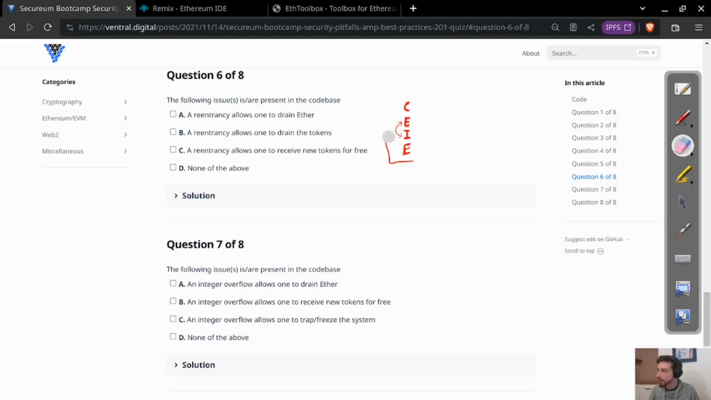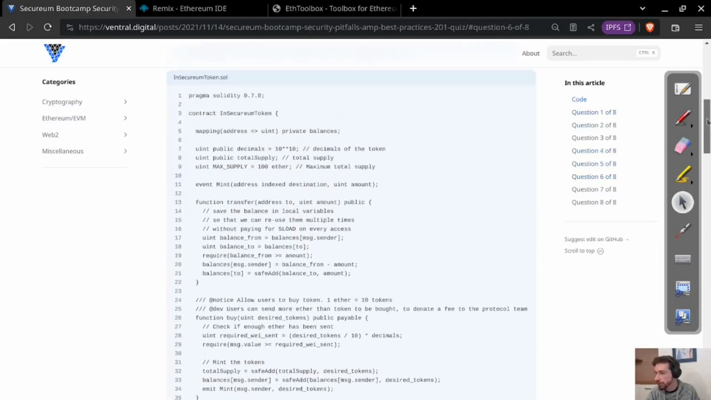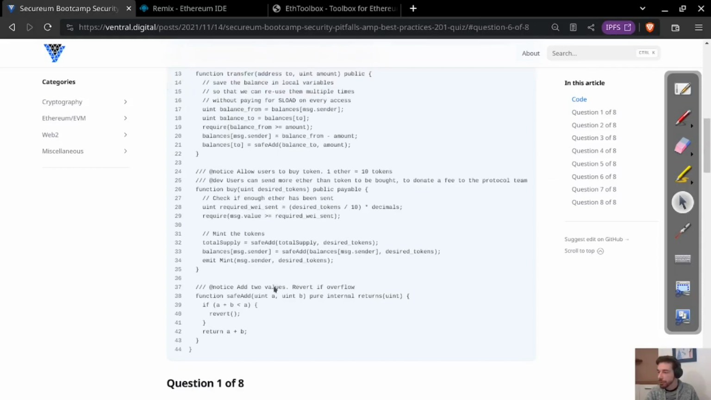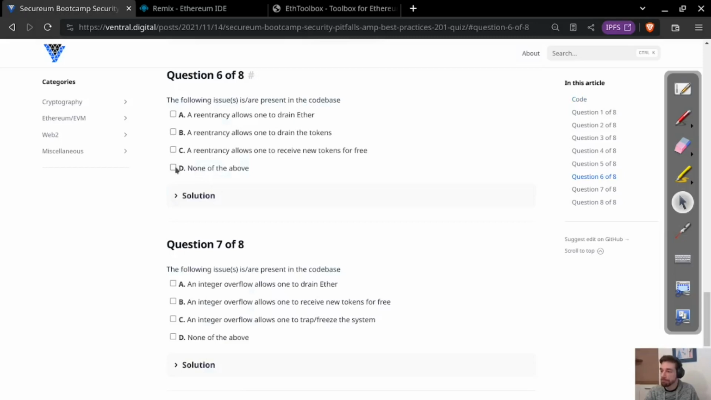Now the thing is, if we actually look into our contract here of this race, which is the Secureum token contract, we see that there is actually no external call here. Nowhere in this entire code are we calling another contract. So by definition, a reentrancy is not possible. And that means it's none of the above. And that's it.